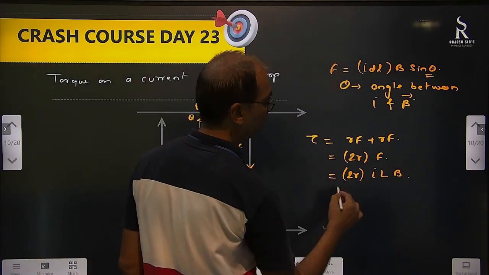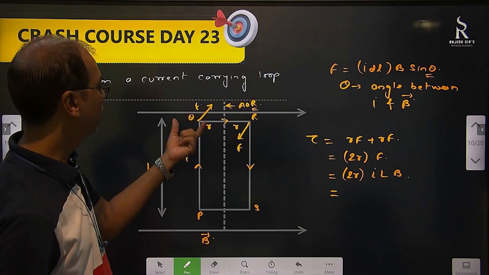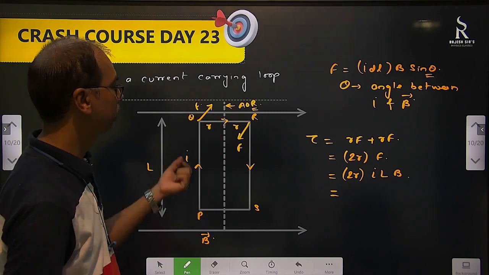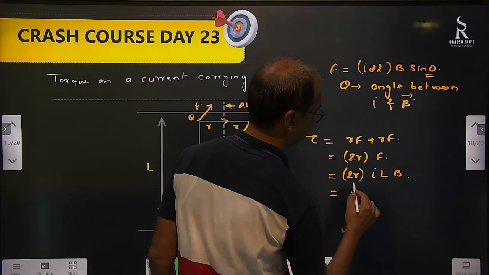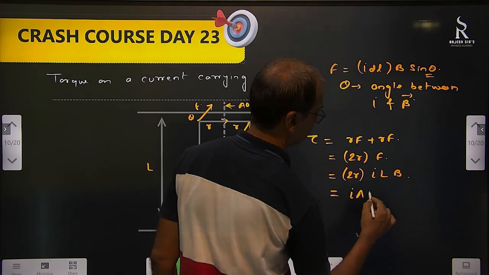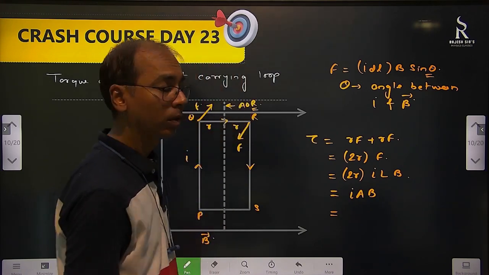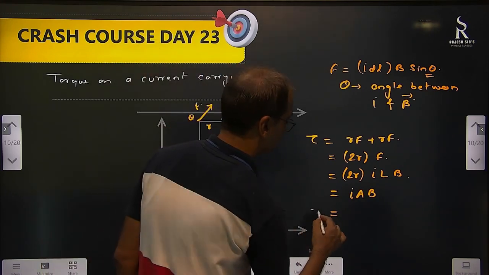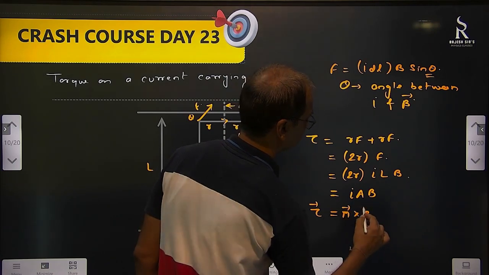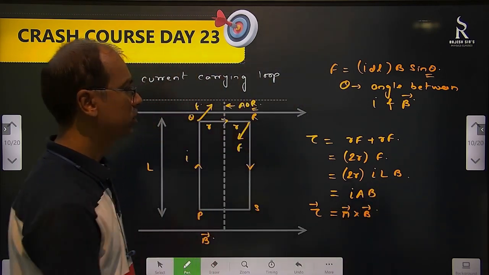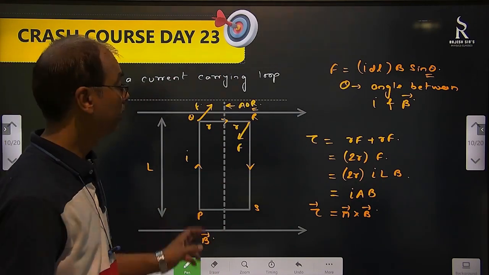Now this 2R into L is what? L into 2R is the area of this segment, area of this loop. So what did it become? I, 2R into L became area, and this is B. Now what is I? I is actually magnetic moment. So torque is basically M cross B. What is B? B is magnetic field, this external magnetic field. M is the magnetic moment of this.